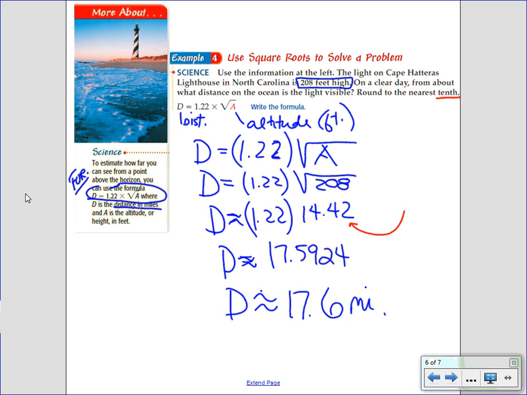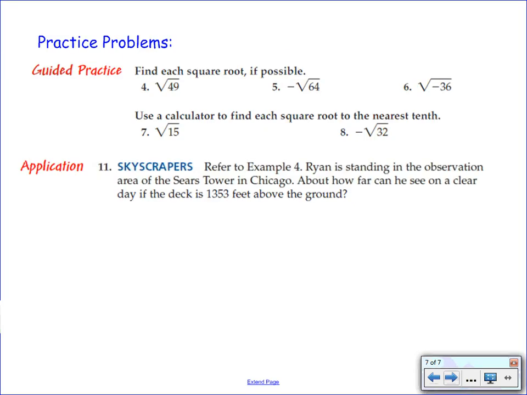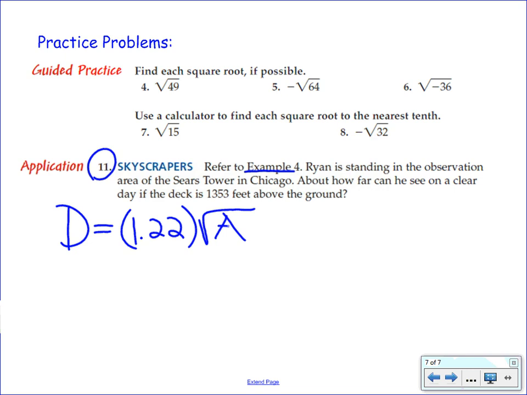Questions? Anything you have questions on? Make a note. Ask me in our next class on Monday. And here are a few guided practice problems for you. You have 1, 2, 3, 4, 5, 6 of them. Problem number 11 asks you to refer to the last example we did. You're going to use the formula D equals 1.2 times the square root of the altitude or the height. So that's what you'll need for this last problem. All right, good luck with it, and see you on Monday.